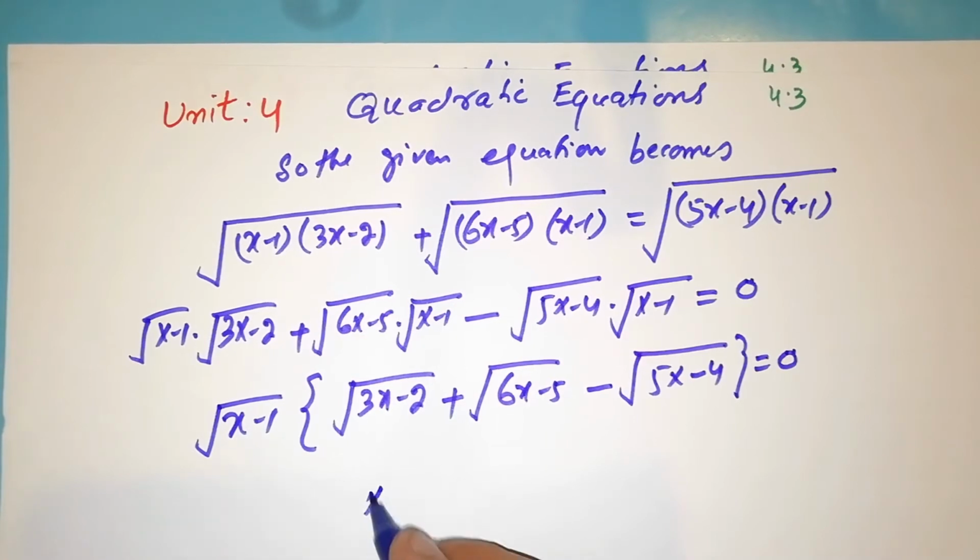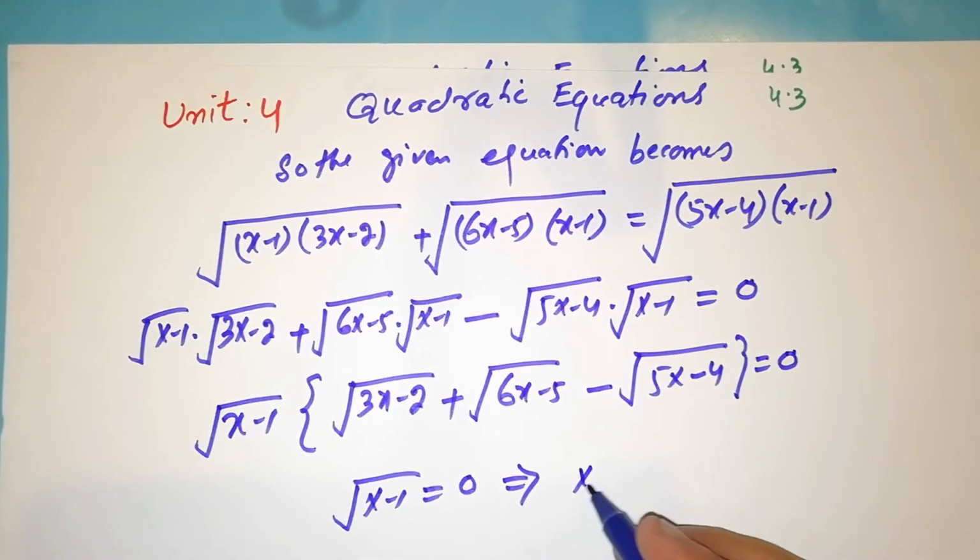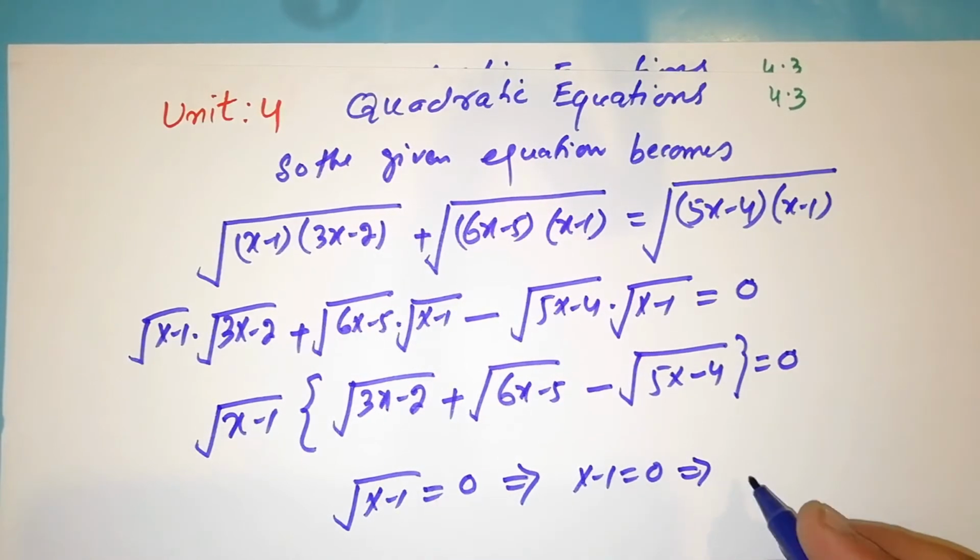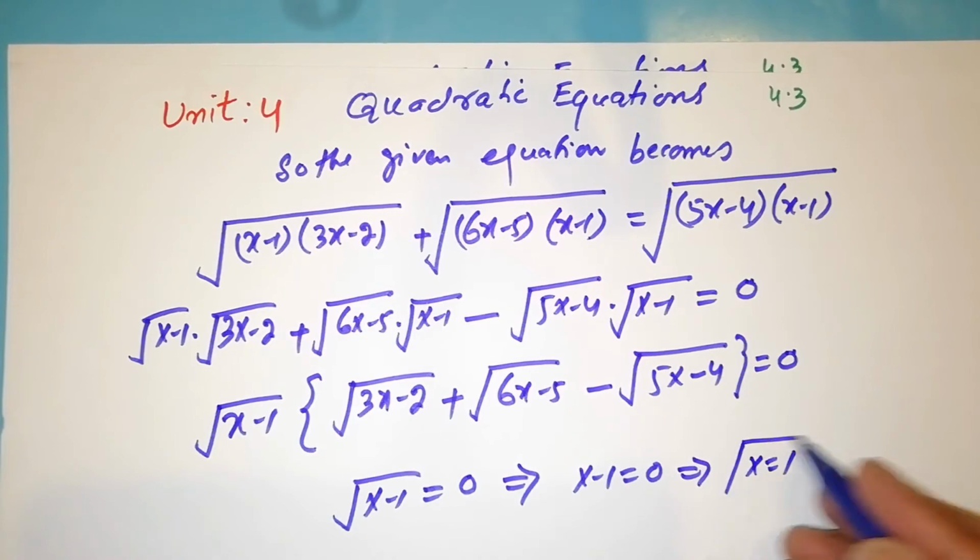So this factor, this implies x minus 1 equal to 0. By squaring, the square root goes away. So we have x is equal to 1.